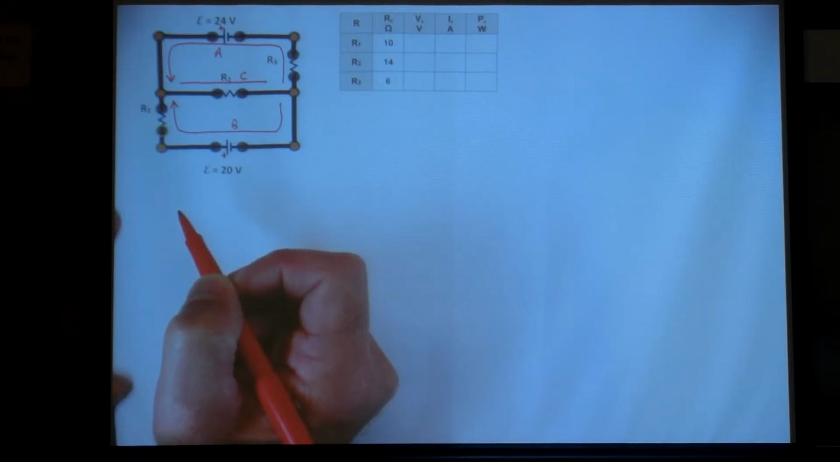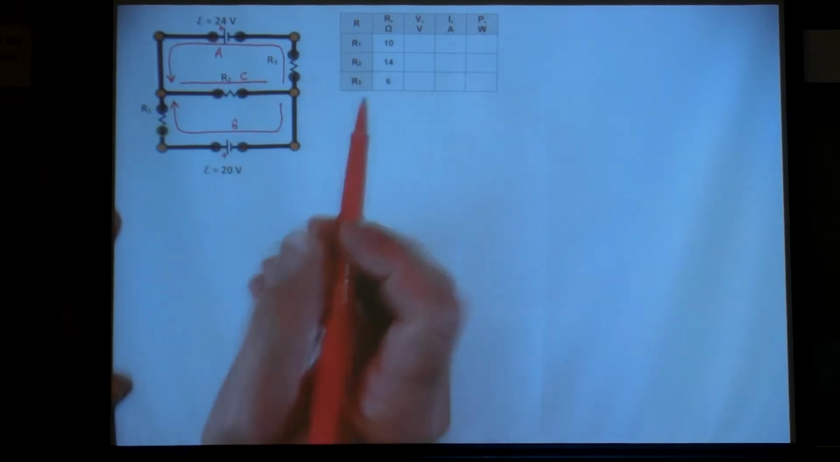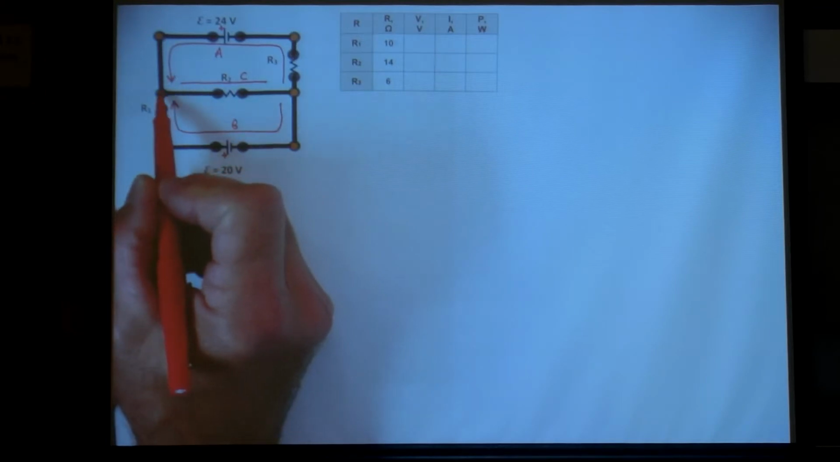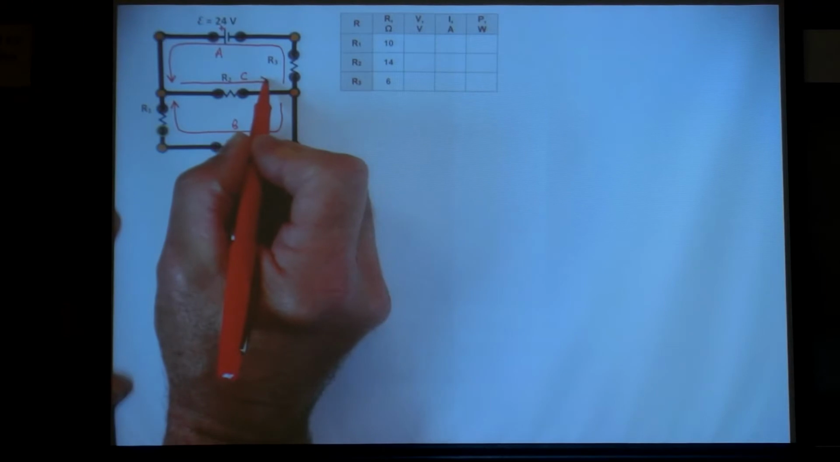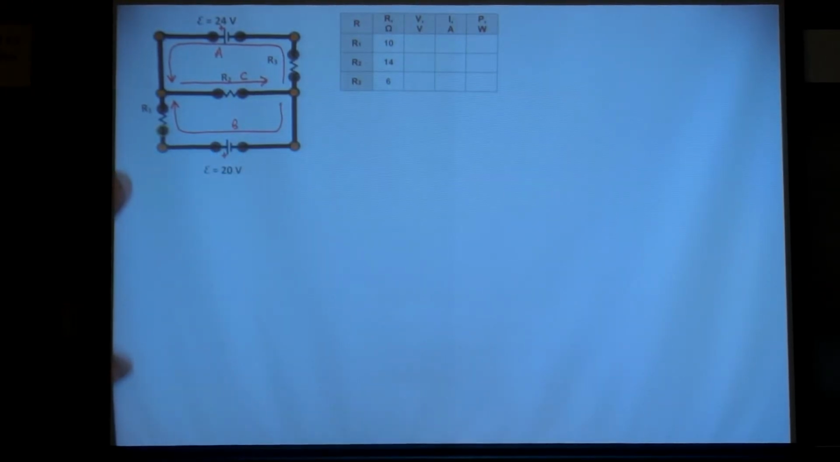Now, if we assume the current goes this way, we might be correct, but we might not be correct. If we end up guessing the wrong direction, it'll show up in our answer, and we'll recognize that and be able to interpret it. Now, in section C, since current is flowing into this junction from the top and the bottom, we can assume it would flow to our right. So those are our assumed current directions in each of the sections.